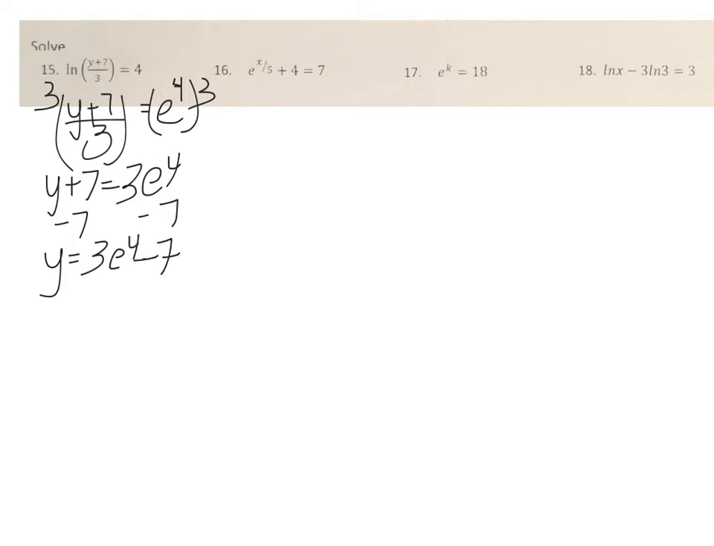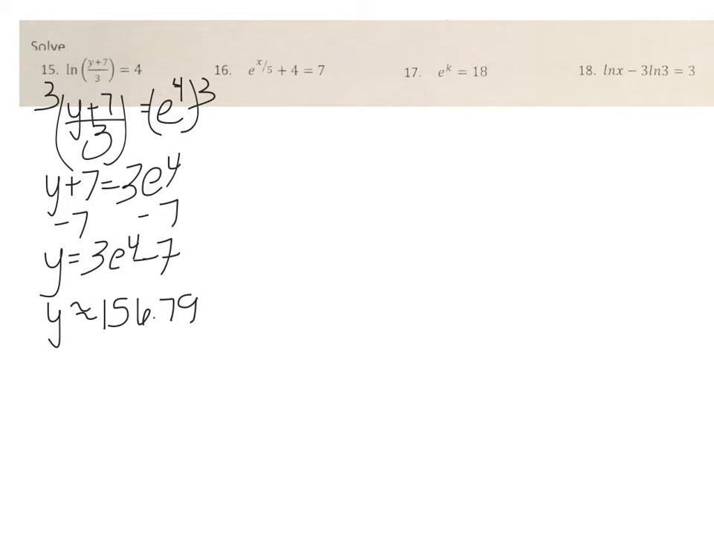We get e to the 4th times 3 minus 7. And y is approximately 156.79. We should really be using the squiggly equal sign because it's an approximation. The exact answer is 3e to the 4th minus 7.